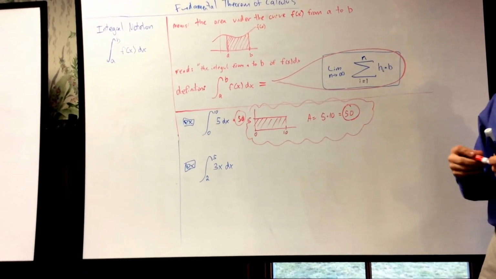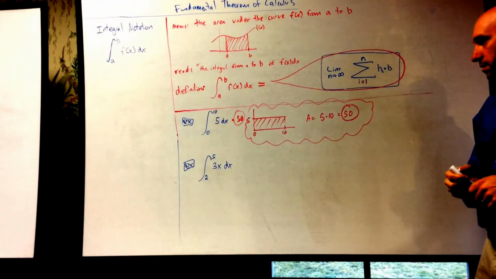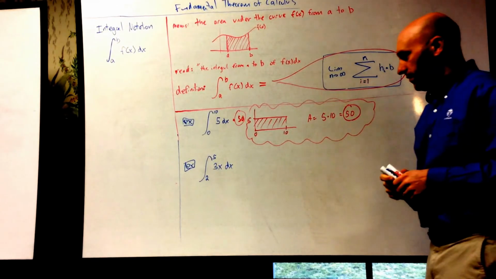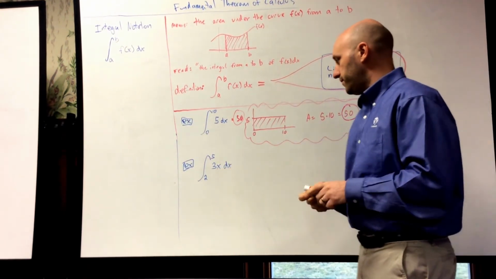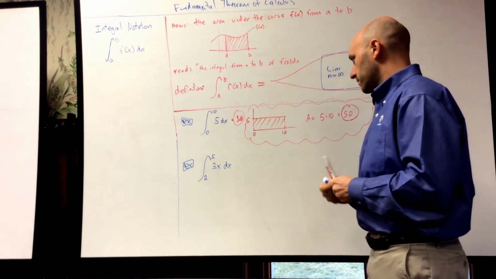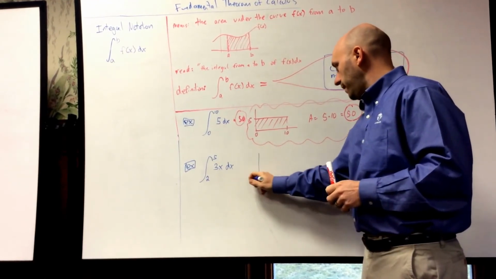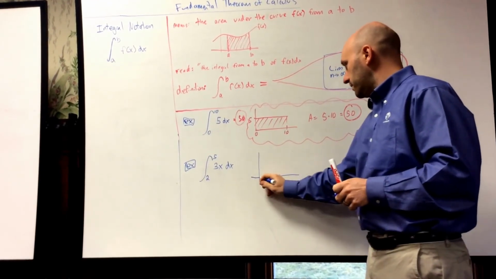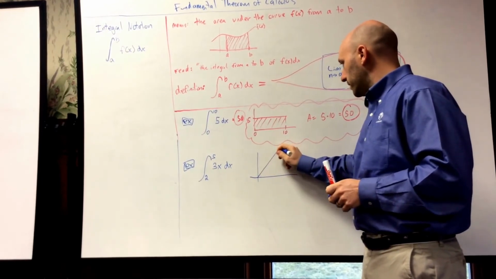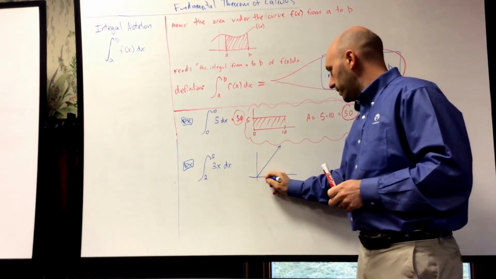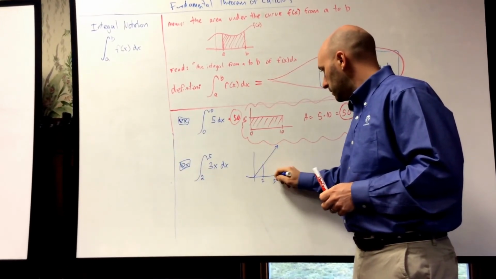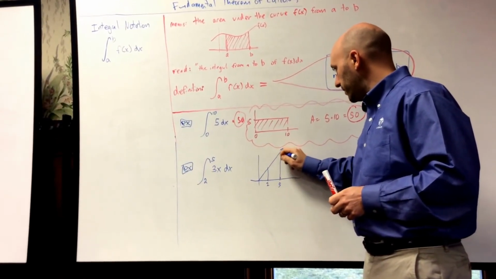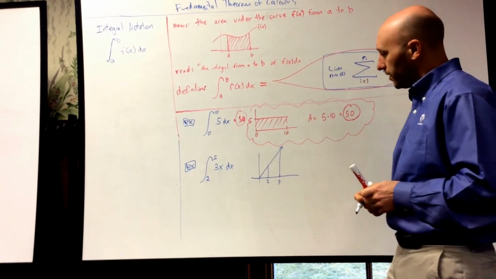This one's a little trickier. I could have gone straight for a triangle, which you would also be able to do easily, but instead I went for a different shape. Can you picture what that'll look like? Yeah. 3x is a straight line that goes up, but I'm going from 2 to 5. It's a quadrilateral, but not an easy quadrilateral to find the area of.